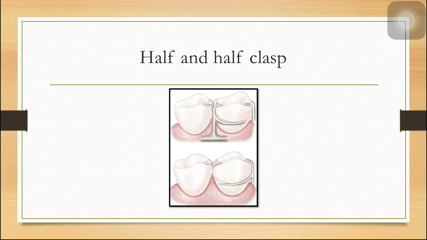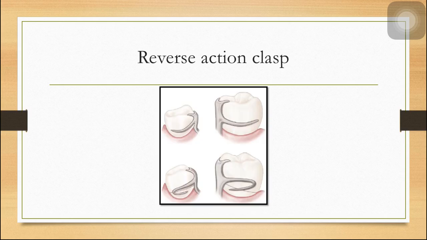Next one is the half and half clasp. This is also for historic purposes. Basically, the main definition of half and half clasp is that its retentive arm originates from a different occlusal rest, and the reciprocal clasp arm originates from a different occlusal rest. So this is called half and half clasp.